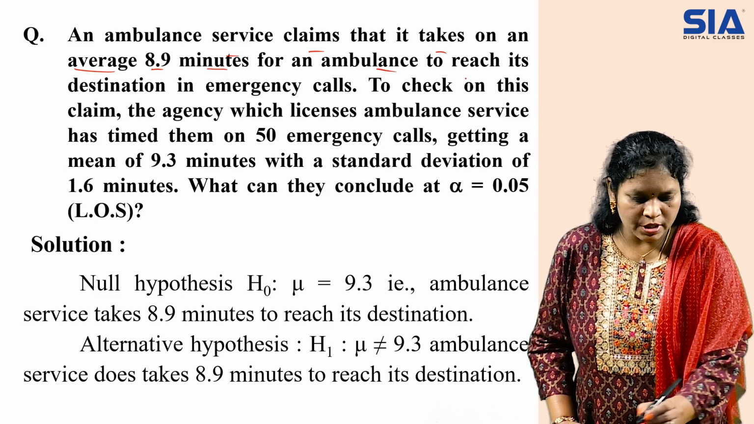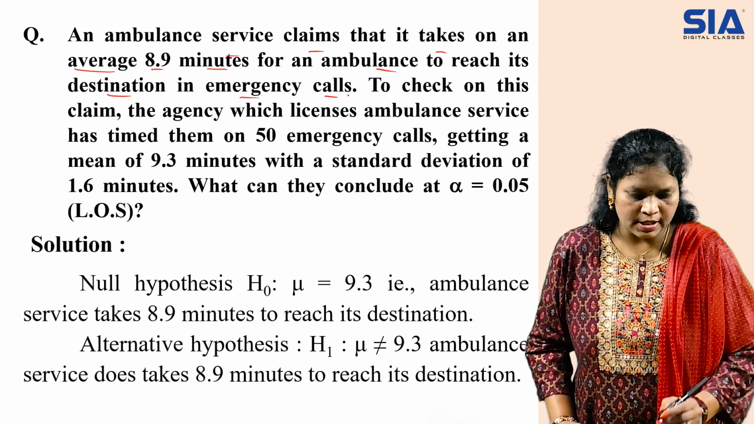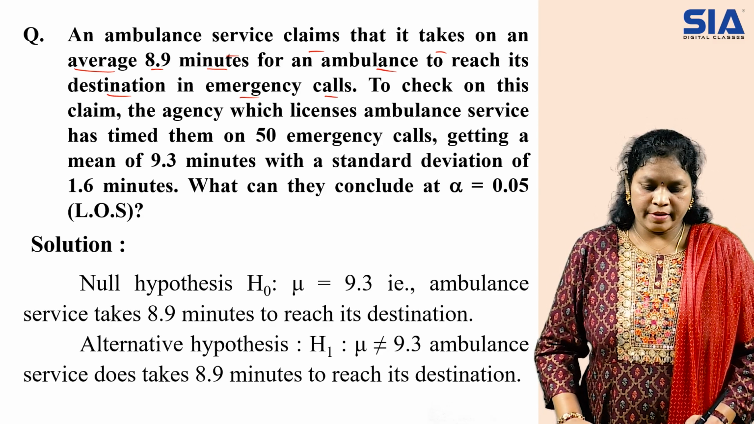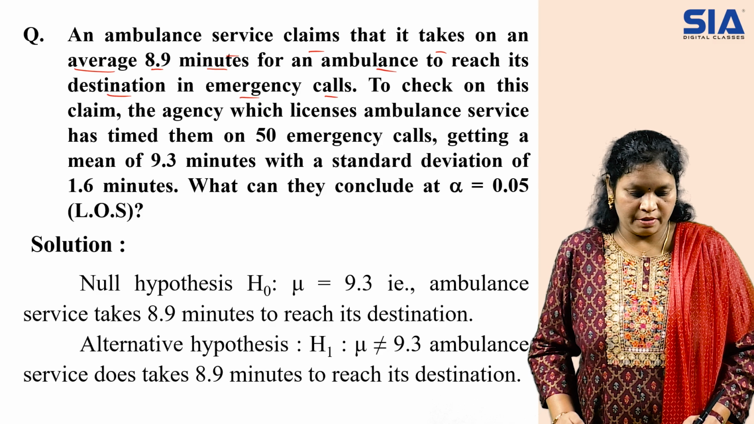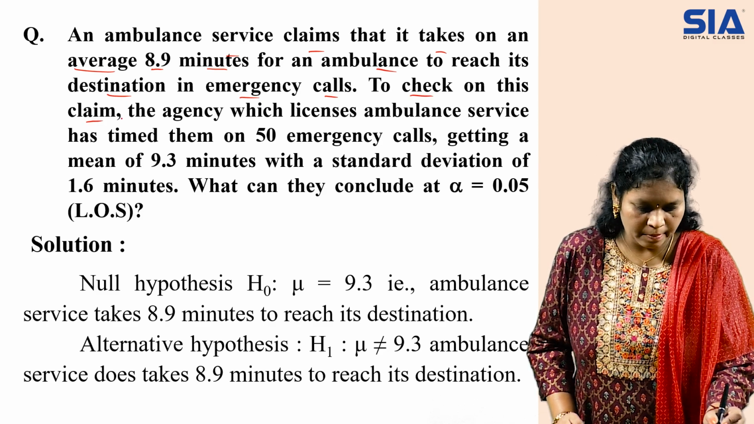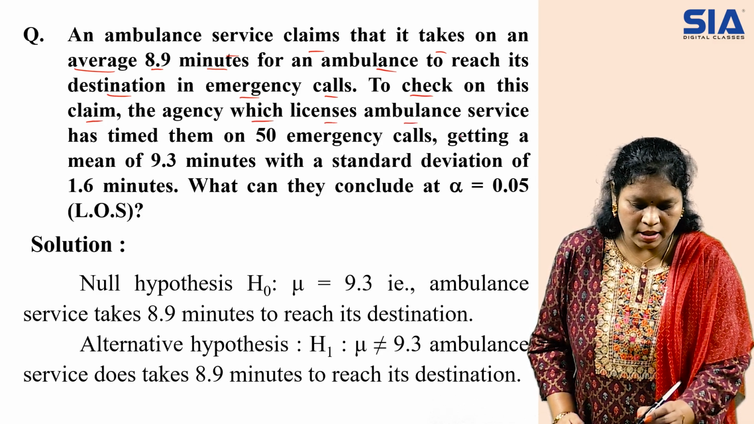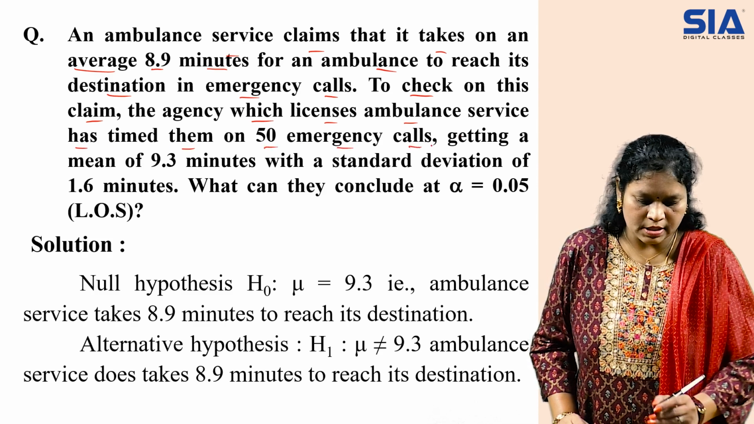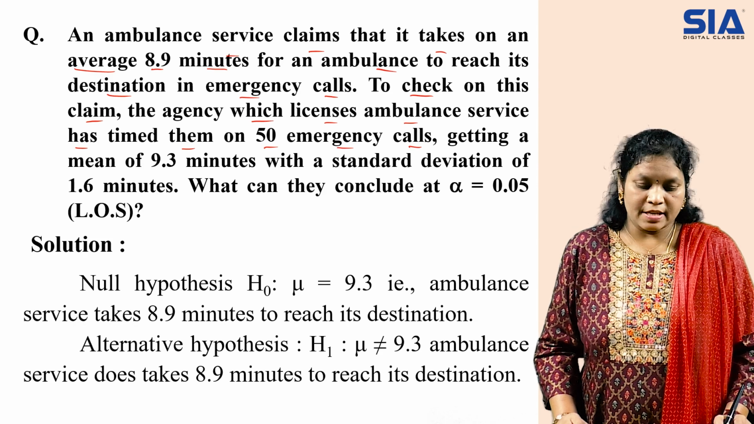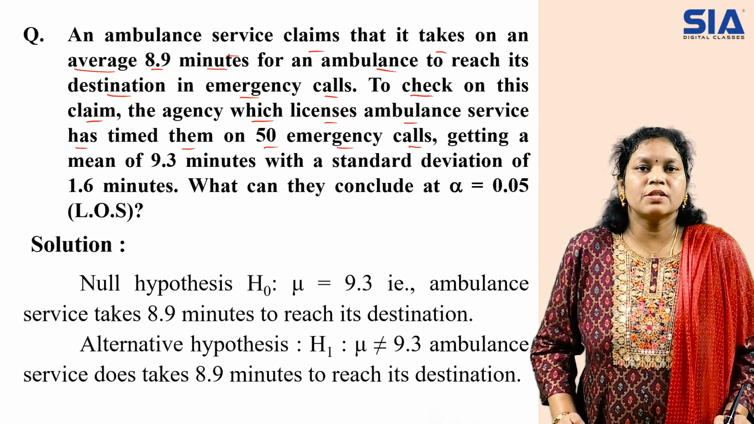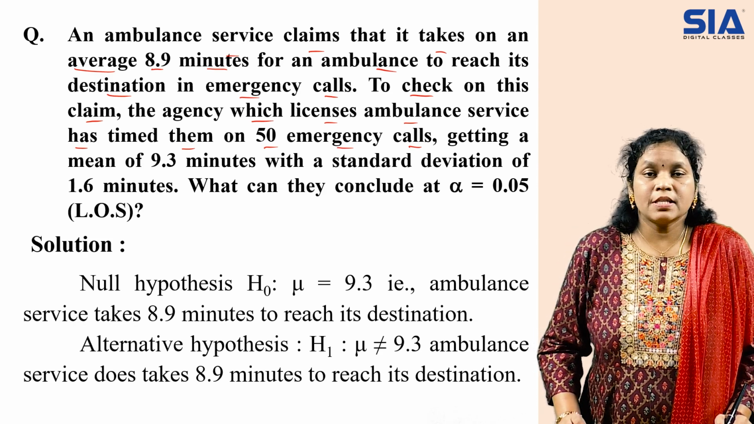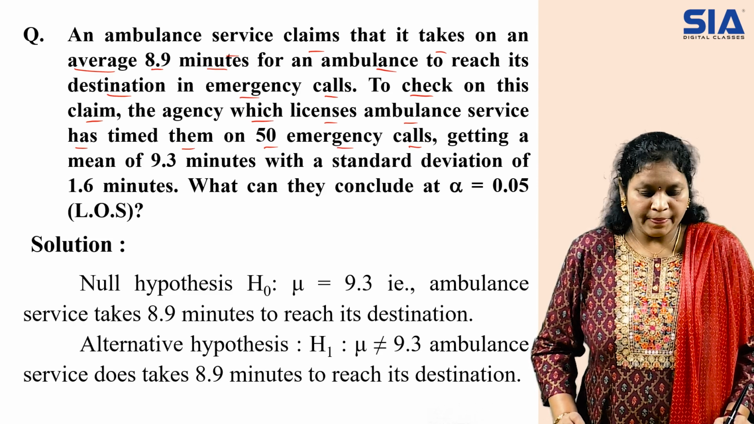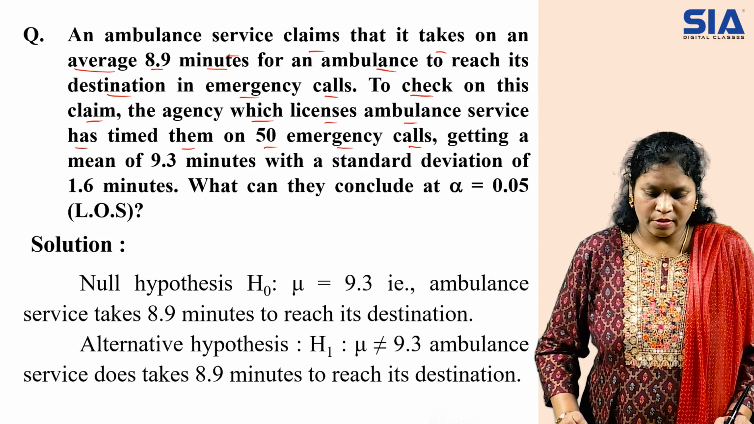For an ambulance to reach its destination in emergency calls, here is data about some ambulance services, on an average how they reach their destination. Next, to check on this claim, the agency which licenses ambulance service has timed them on 50 emergency calls. So the sample size they have given is 50 emergency calls. So n we got now, mean value we got now.